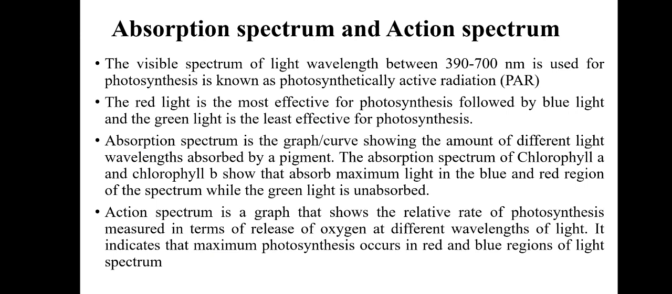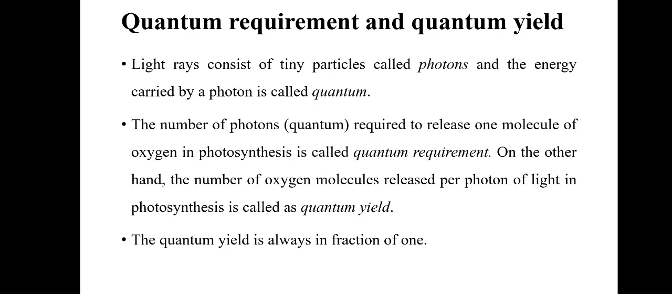Then what is absorption spectrum? What is action spectrum? Absorption spectrum is the graph showing the amount of different light wavelengths absorbed by a pigment, and action spectrum is the graph which shows the relative rate of photosynthesis measured in terms of release of oxygen at different wavelengths of light. Then quantum requirement. What is quantum?